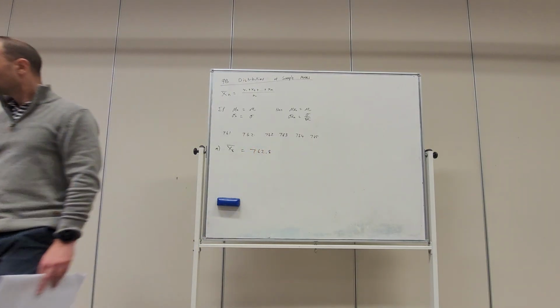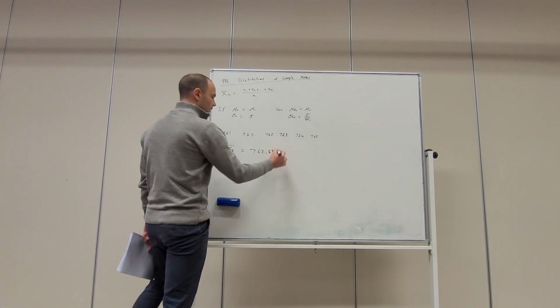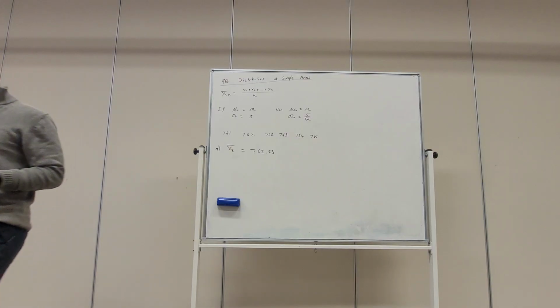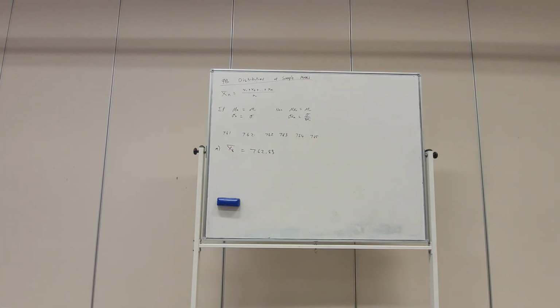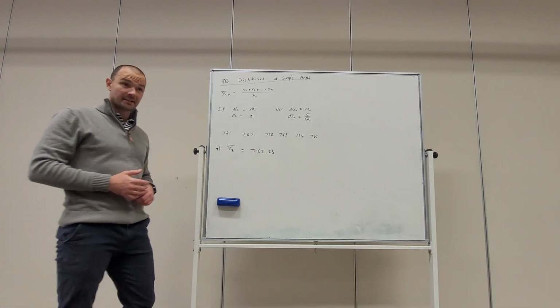762.83. All right, so our observed value of x̄6 is 762.83. Okay, so that's the first part. That's just like an average, right? It's a good way to understand it.